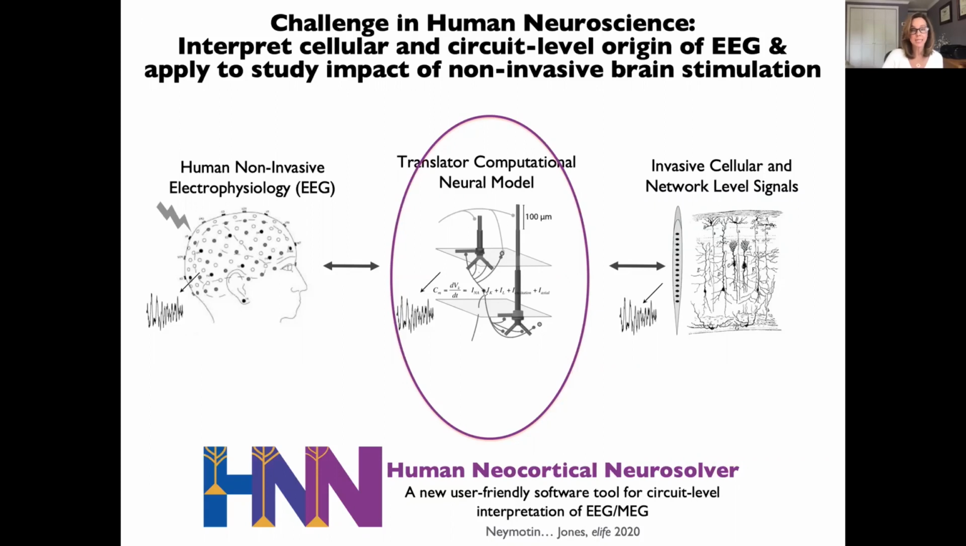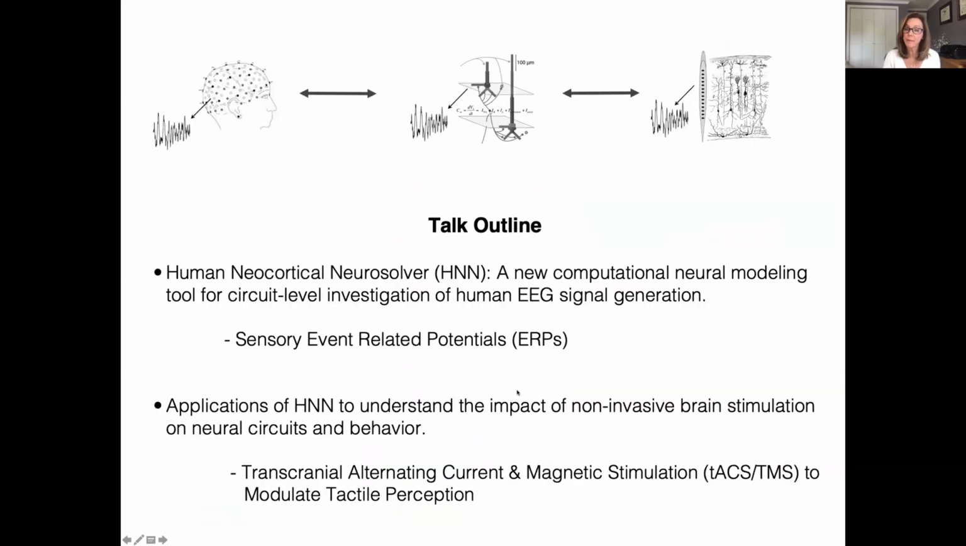And so in my talk today, I'm going to begin by giving you some of the background on the development of this new neuromodeling tool. And I'm going to go through an example of how it can be applied to study one of the most commonly measured EEG signals, a sensory event-related potential. And I'm going to be focusing on a study from my own lab where we've been studying tactile perception and looking at tactile evoked responses.